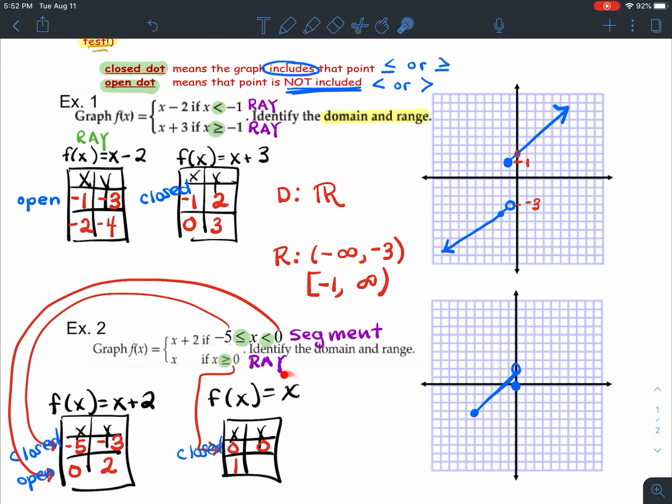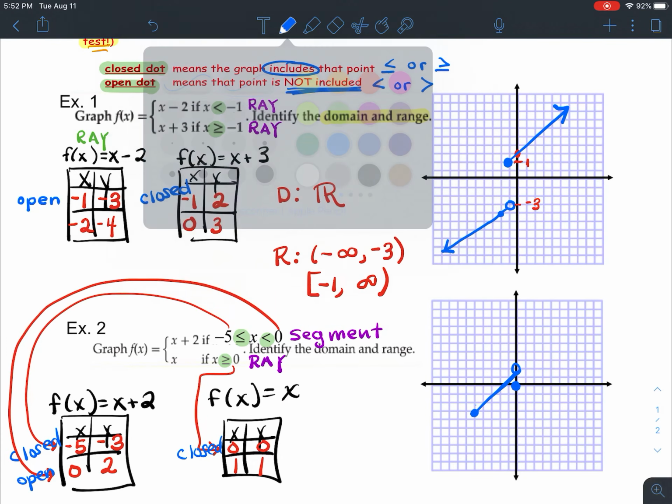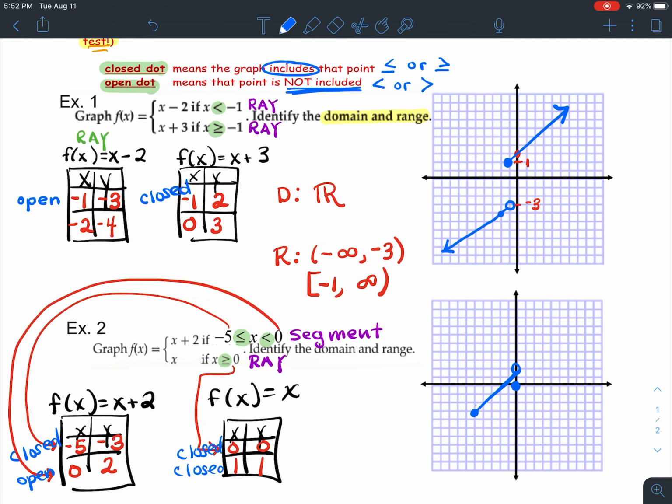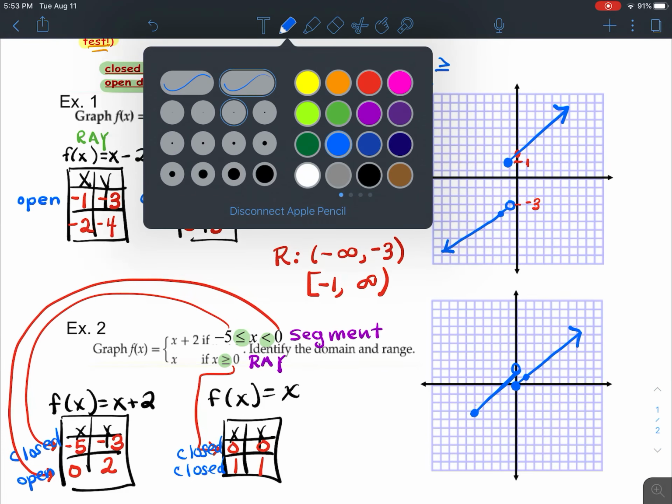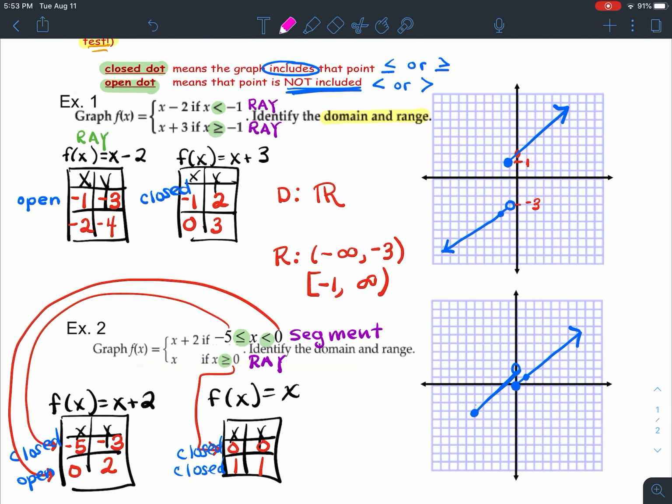And now, since this is a ray, I get to pick whatever number I want as long as it's in agreement with this inequality symbol. It has to be an x value greater than 0. So I'm going to go ahead and choose 1. If I plug 1 in for the x, looks like I'm going to get a 1 back out. Remember, all the other points on a ray are always closed. I'm going to plot it at 1, 1. Now be sure that you start your pencil back at where the ray started at 0, 0 and run your pencil through that point. Okay.